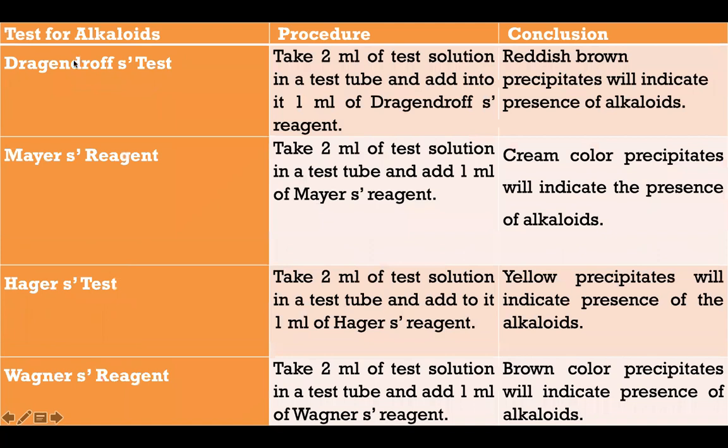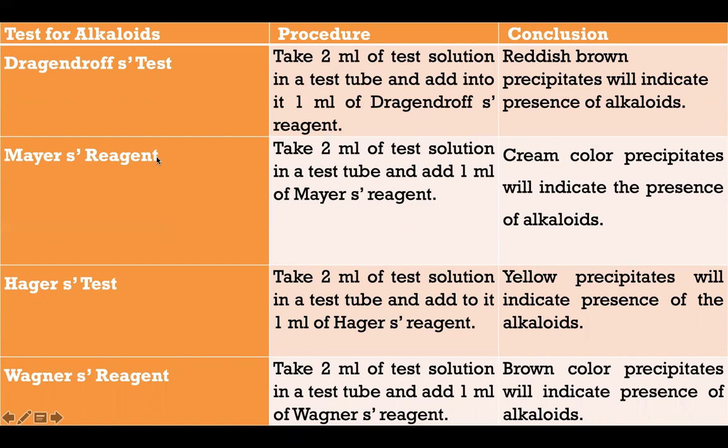Then after making these reagents, how will we perform the test? First of all, the Dragendorff test. We will take 2 ml of our test solution, plant extract or plant solution, in a test tube, and we will add 1 ml of Dragendorff reagent to it. And then we will wait for the result. If we get reddish brown precipitates, then it indicates that alkaloids are present in our plant samples.